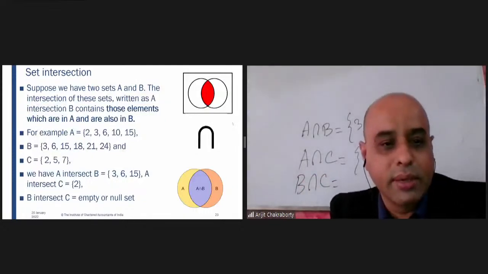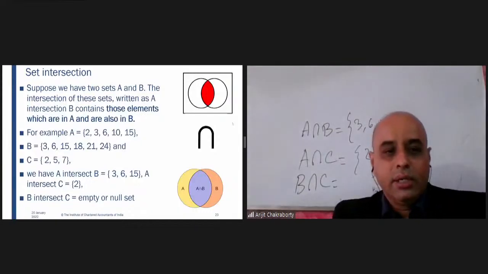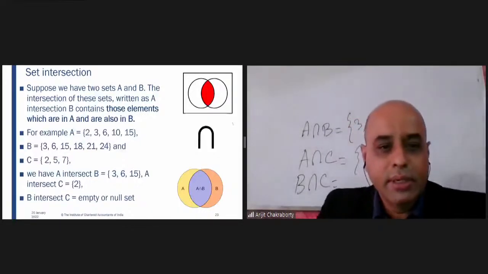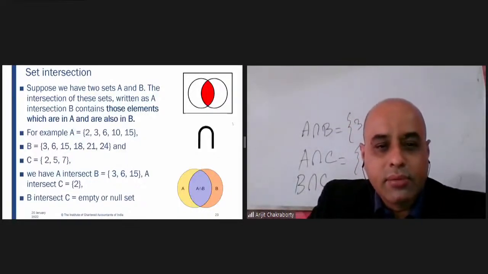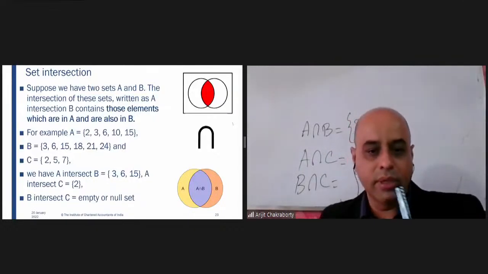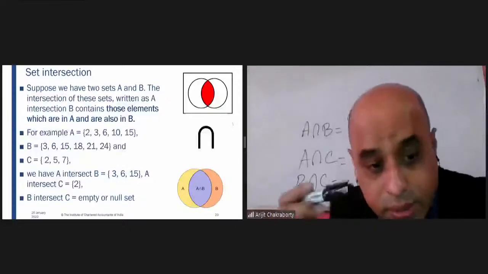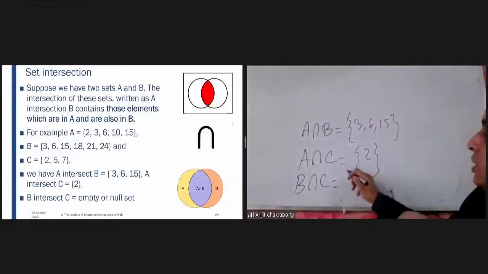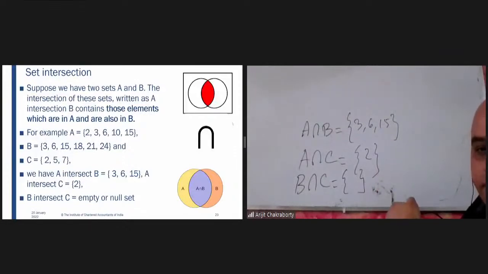I'll go back once again. B is given here. Do you see any common element? 3, 6, 15, 18, 21, 24. That is set B, and set C is 2, 5, and 7. Is there any common element? No, there are no common elements. Therefore, B intersection C will be an empty set, or you can call it a null set.